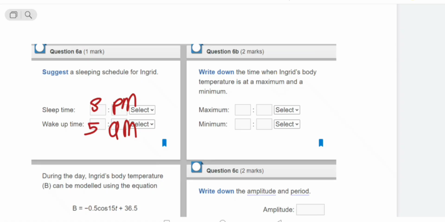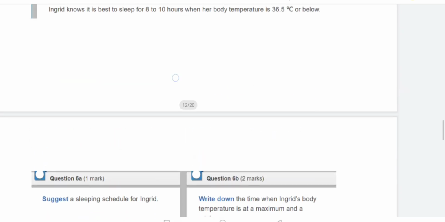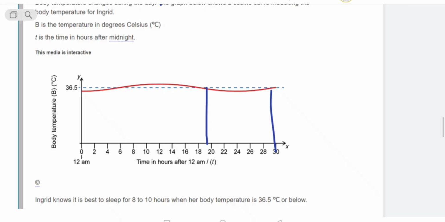Write down the time when Ingrid's body temperature is at the maximum and minimum. So go back to the graph. Where it is maximum is here, and here it is the minimum.